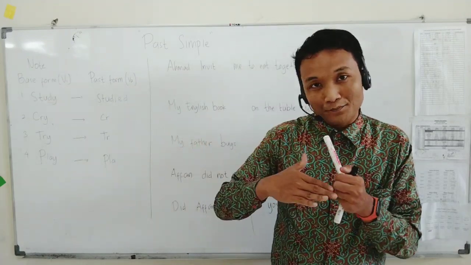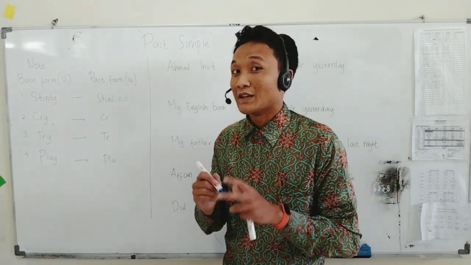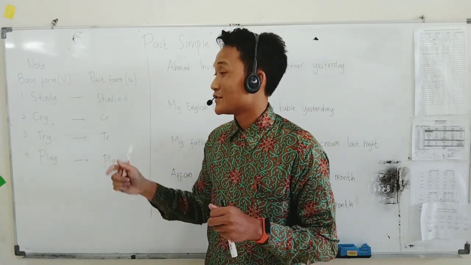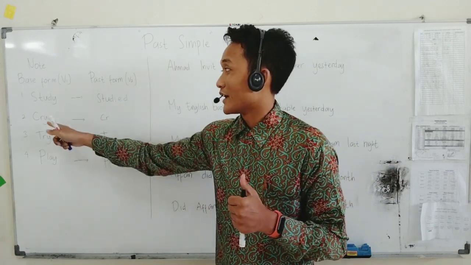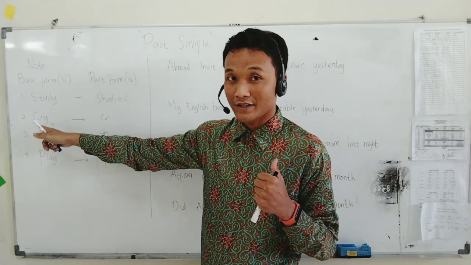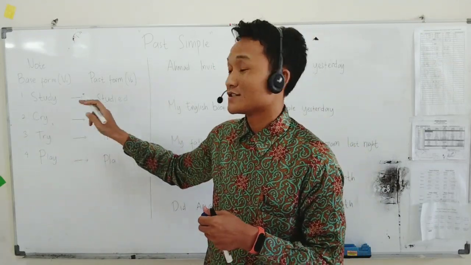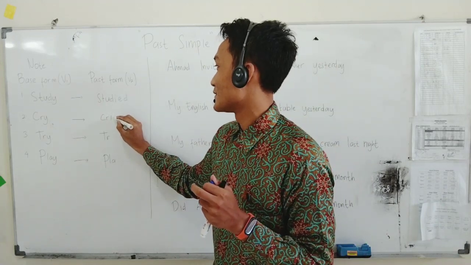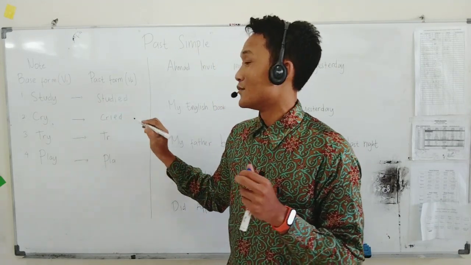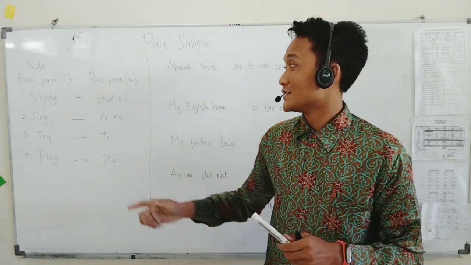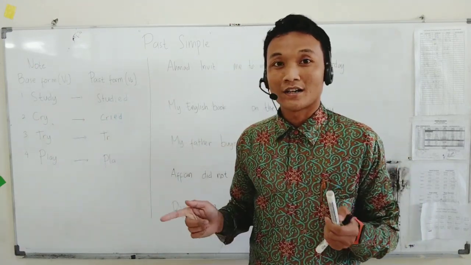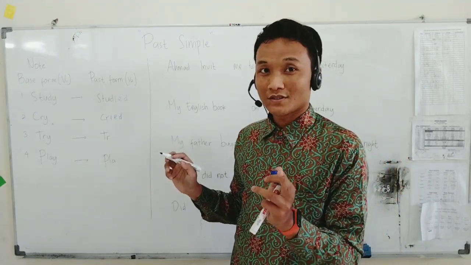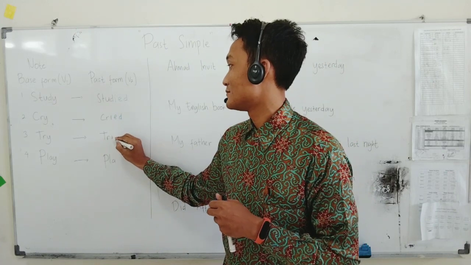This is only for some verbs in which before y there is a consonant, like t in try and r in cry. So it's the same as study. The verb 2 of cry: we have to remove y, change it to i, and add ed. It happens also in try. Try becomes tried.